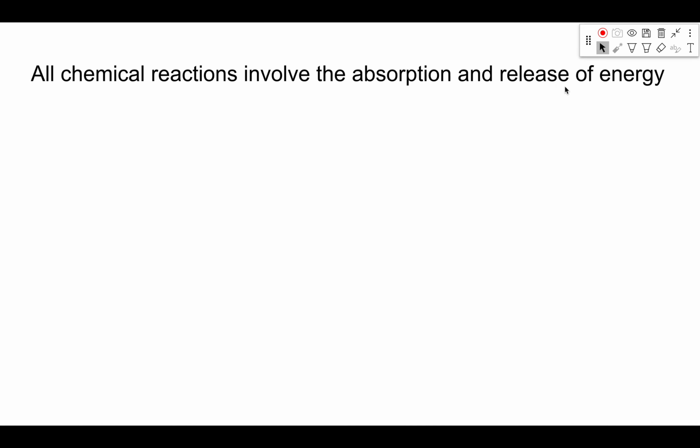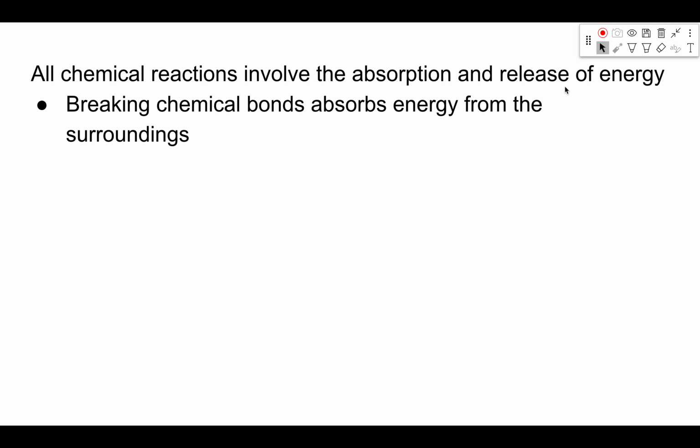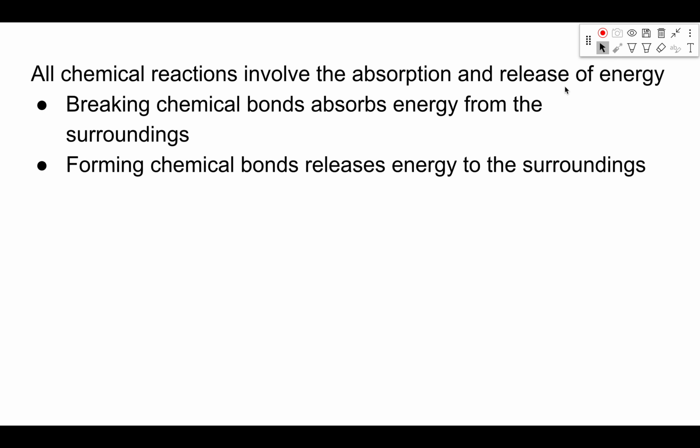Let's jump right in then and talk about energy. All chemical reactions involve energy being absorbed and energy being released. This is because breaking chemical bonds, which has to happen in order for a reaction to start, involves absorbing energy from the surroundings. You have to have energy to break a bond, and it's going to come from the surrounding materials. When you form new chemical bonds, which happens at the end of every chemical reaction, then energy is released because forming bonds makes the elements more stable and they release energy as a result of that.